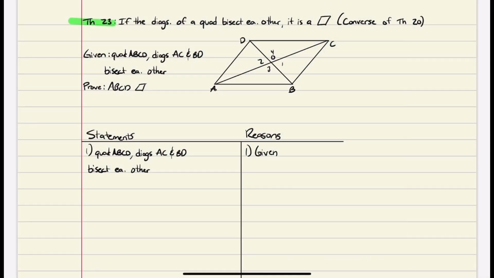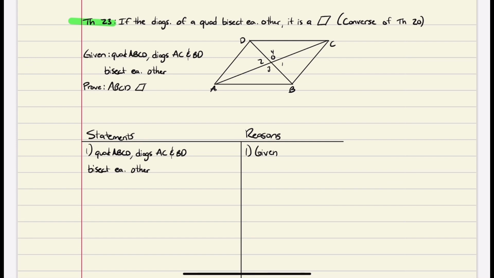Theorem 23. If the diagonals of a quadrilateral bisect each other, it is a parallelogram. This is the converse of Theorem 20, saying that the diagonals of a parallelogram bisect each other. Now, if in the future we get to a problem where we get diagonals bisecting each other, we can therefore conclude that it is a parallelogram. But right here we have to prove it to make sure it is true.